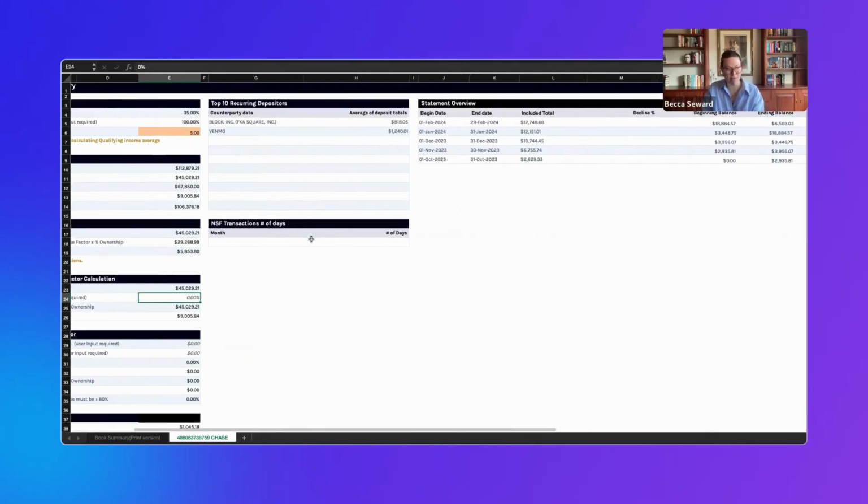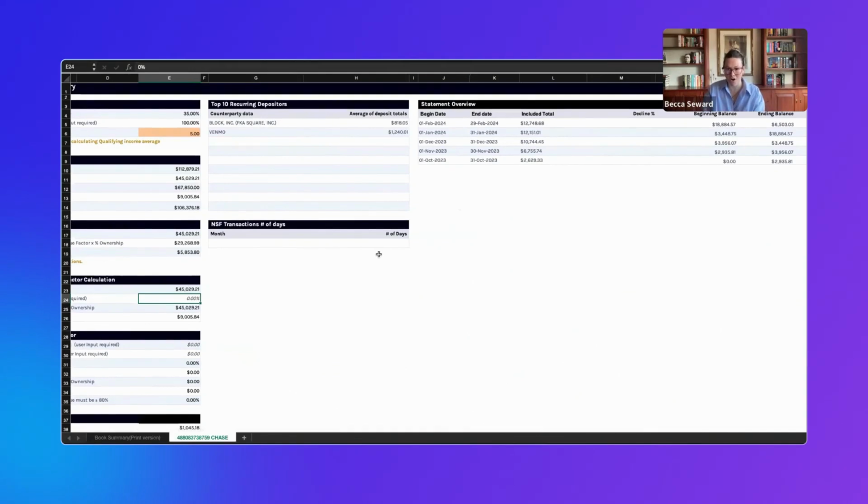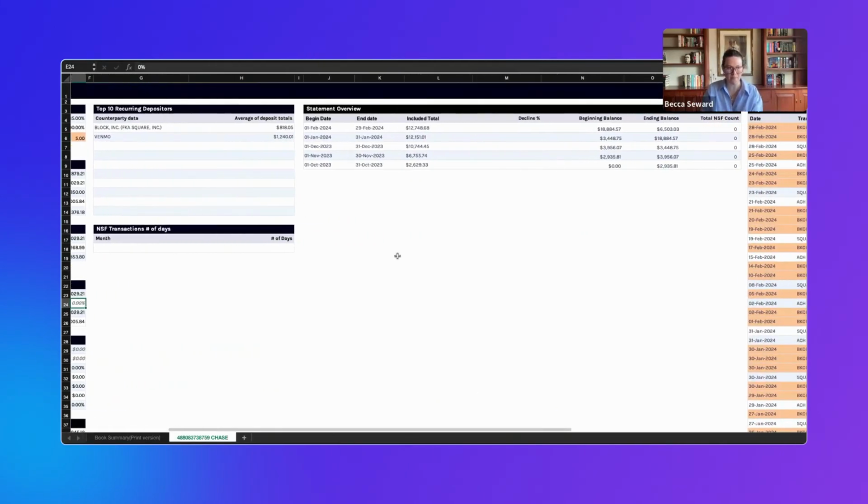We are also adding, by the end of this month, a separate section for overdraft fees. While NSFs and overdrafts are very similar in nature, they are technically considered different types of transactions. So we will indicate both the number of days in which an NSF occurred, as well as the number of days in which an overdraft occurred.